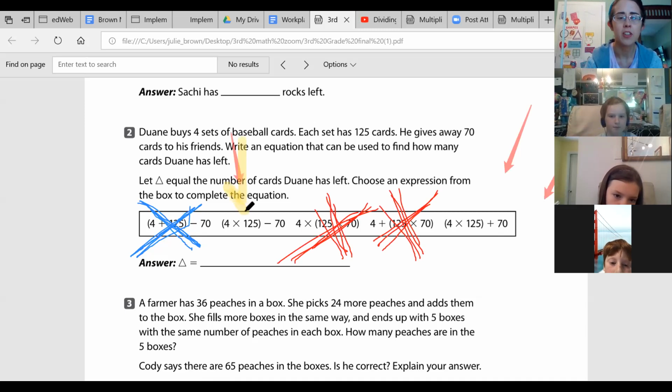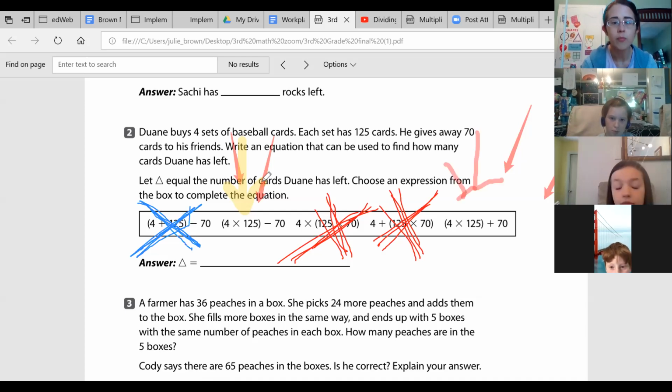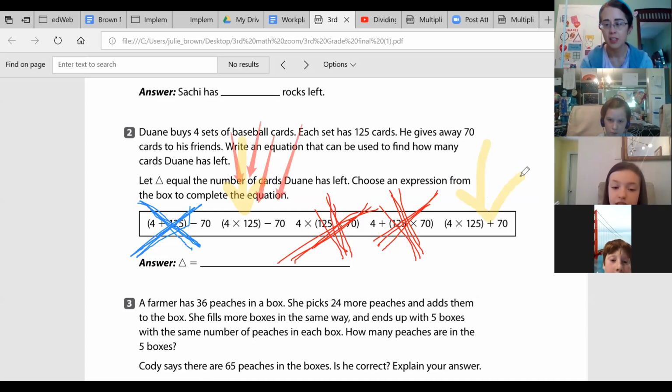What is our first choice for an equation? Our first choice is 4 times 125 subtract 70. And then 4 times 125 plus 70.